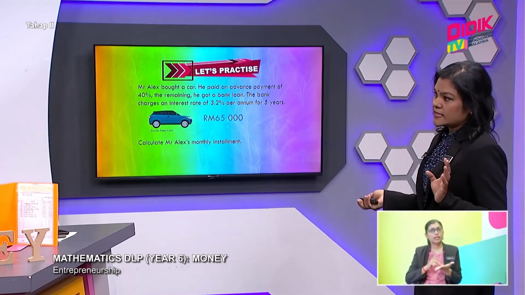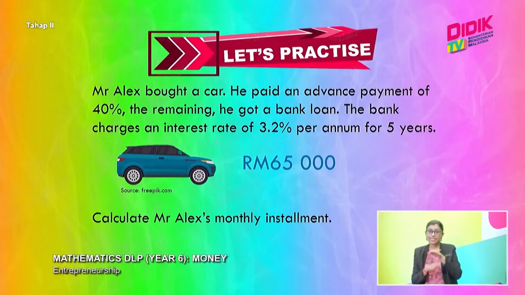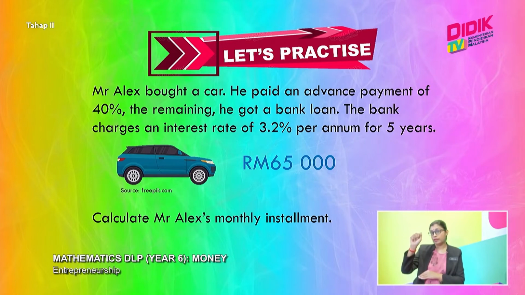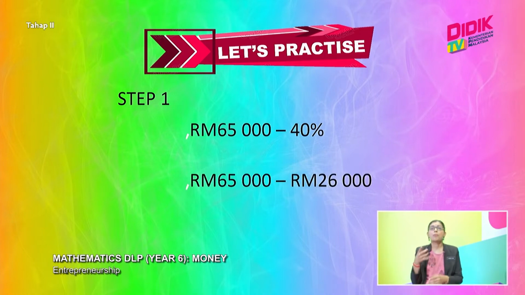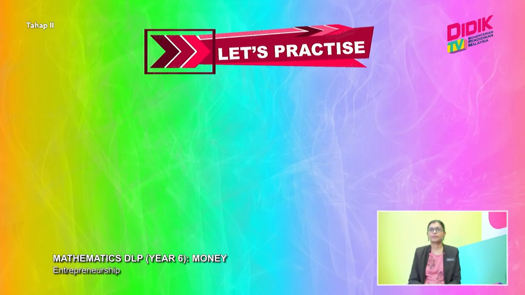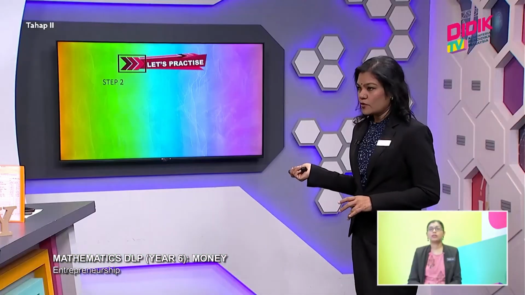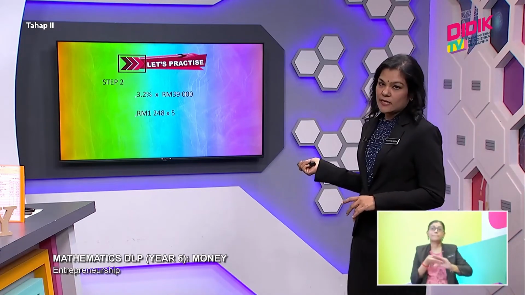So you have to understand the keywords there. He already paid 40% as a down payment, and then for the balance he took a bank loan with the interest of 3.2%. So first thing you have to minus that 40%. Step 1, we find the 40% out of 65,000, the total price of the car. So it is about 26,000. You minus, you get the balance, that is 39,000. So that 39,000, remember, Mr. Alex took a bank loan, right? For step 2, we times with the 3.2% given by the bank.